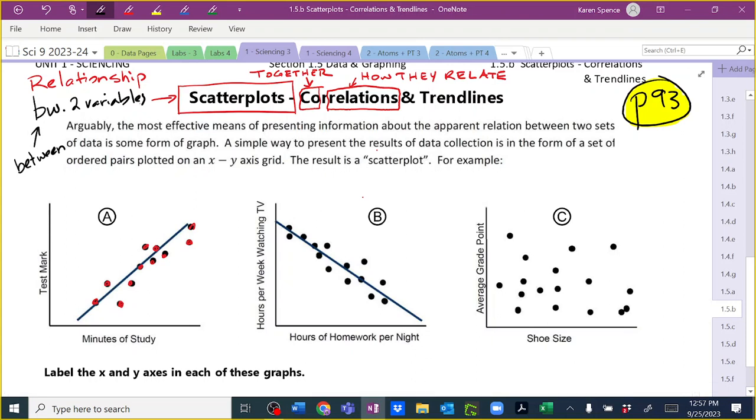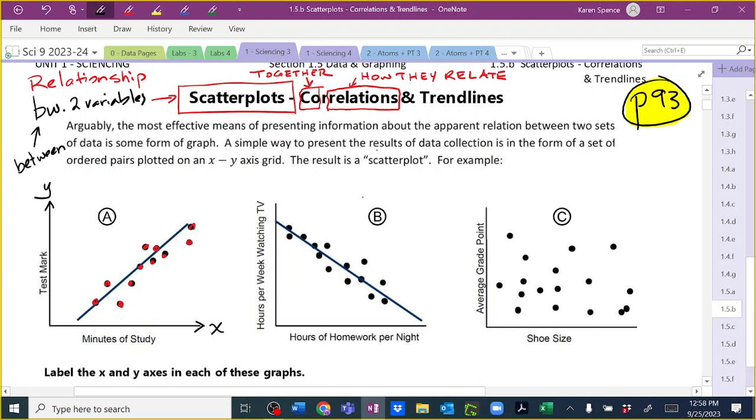So in graph A, actually, before we go into graph A, what do we call this axis, the vertical axis? Do you remember which one that is? That's the y-axis, okay? And the horizontal axis is the, do you remember from math class? The x-axis, yes.